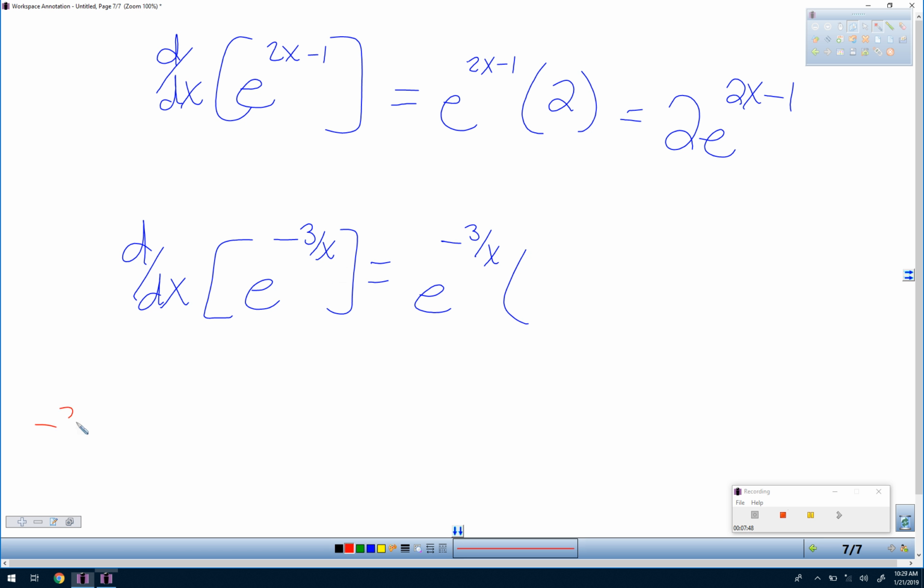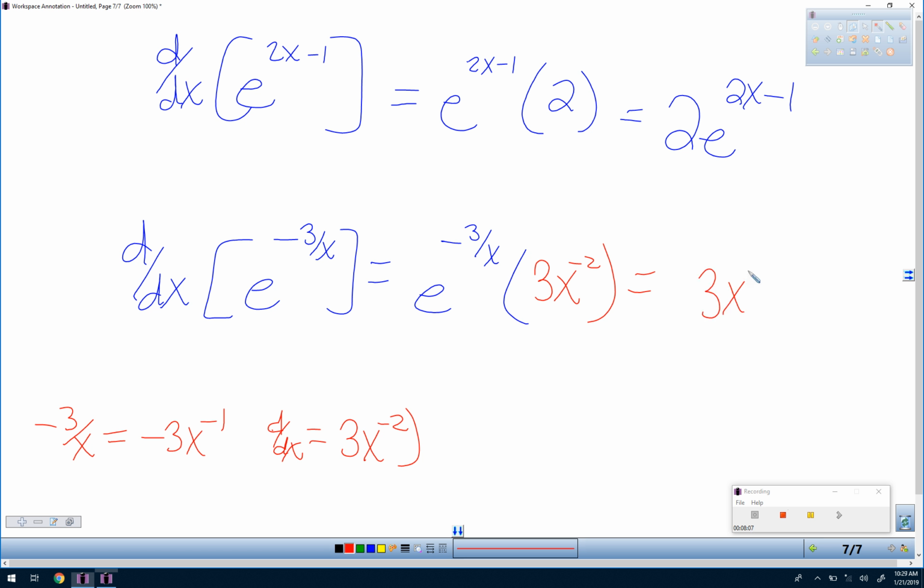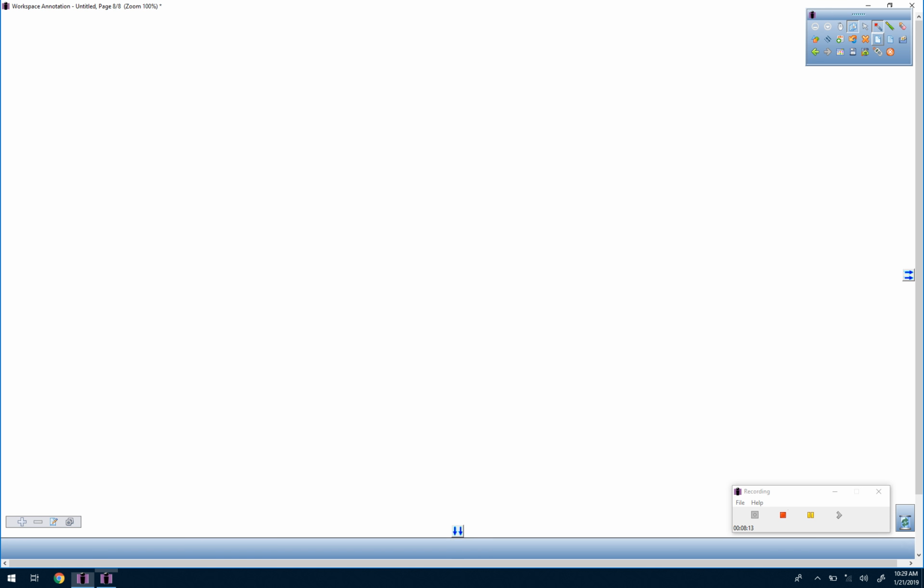Just remember that negative 3 over x is the same thing as negative 3 x to the negative 1. So its derivative would be positive 3x to the negative 2. And so that would make my derivative 3x to the negative 2 e to the negative 3 over x. And of course you can clean that up. I'm not going to.